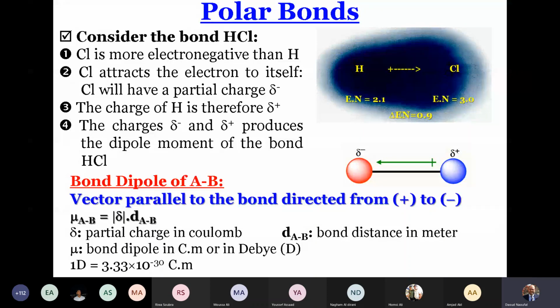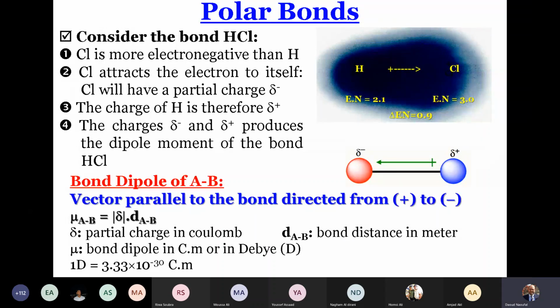What is the meaning of the bond dipole increasing? It means the bond is more polar. And if the bond is more polar, the bond is more ionic, or less covalent.